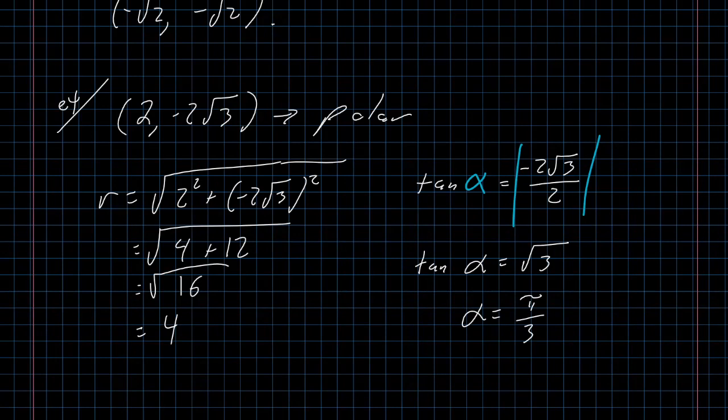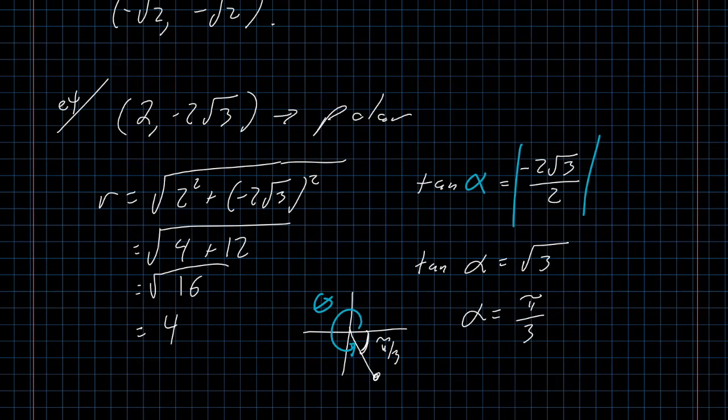Now we just have to figure out our coordinates. So the point 2, negative 2 root 3 is somewhere around here. And the reference angle alpha is always the shortest path to the positive or negative x-axis. So in this case, it's this guy right here. But to write a point in polar coordinates, we need to read the angle in standard position. So starting at the x-axis and moving around this way.